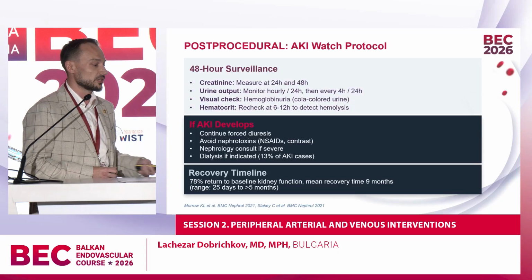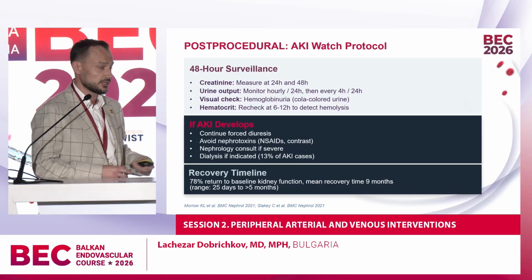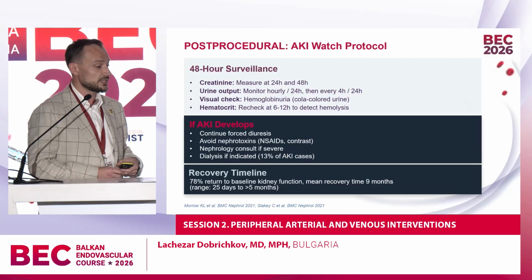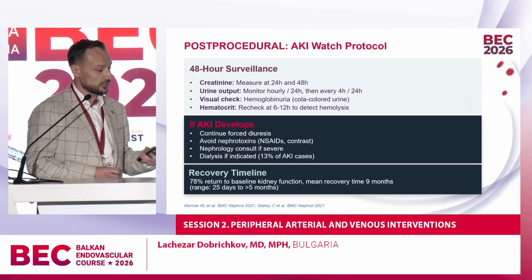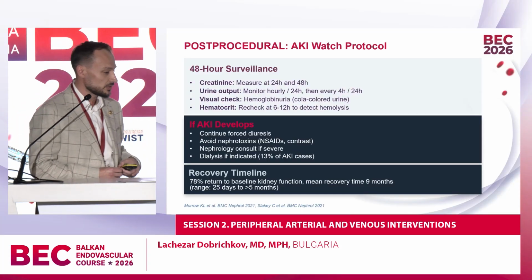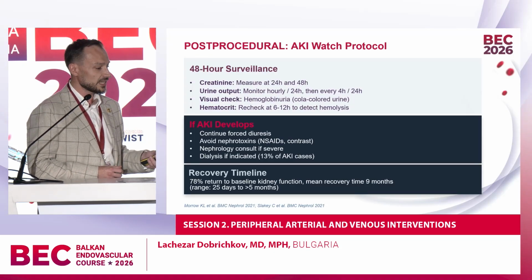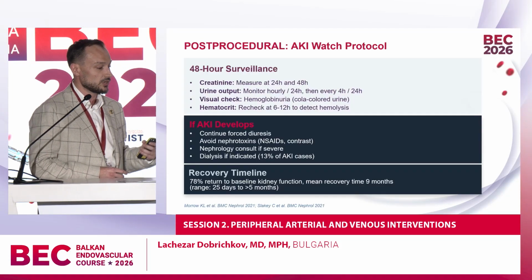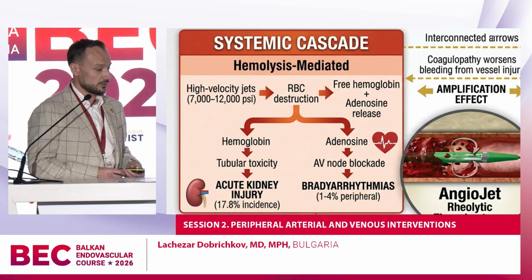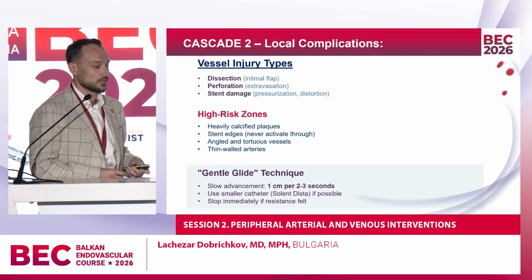So if acute kidney injury develops, we should continue with forcing the diuresis, avoid additional nephrotoxins, for example contrast and other angiograms, and if needed, dialysis should be performed. Actually, dialysis might be needed in 1 to 13%, according to literature. The good news is that in almost 80% of the cases, the kidney function returns back to normal in up to 9 months. So, from the systemic cascade, let's go to the mechanical trauma and local cascade.